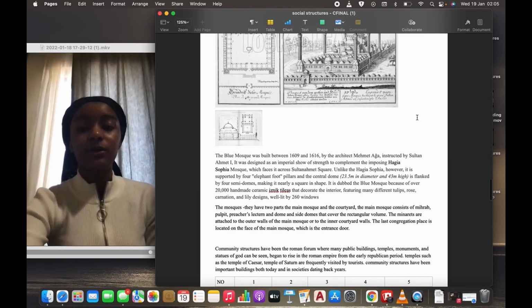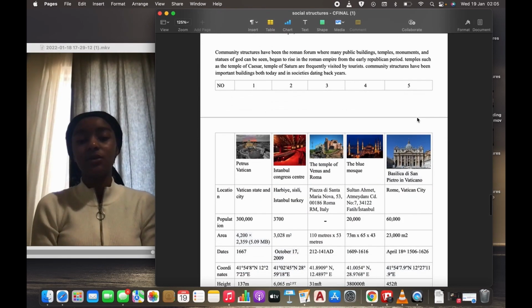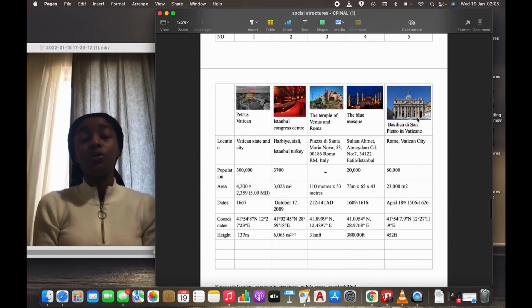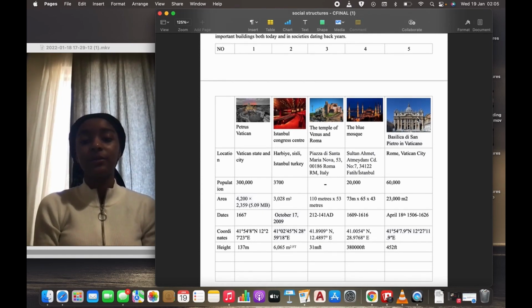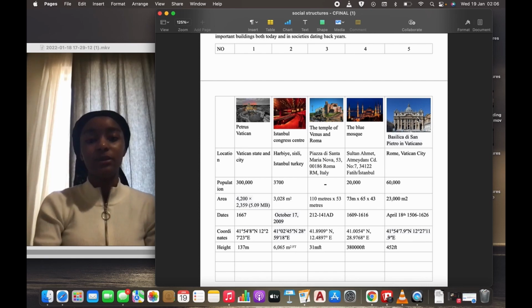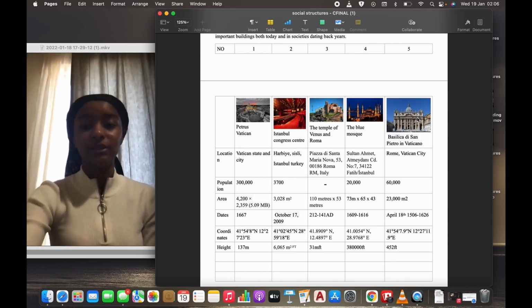I drew the matrix according to my examples, and under them I have the location, the area, the dates, the population, the height, and the coordinates. And finally, my references are below. Thank you for listening.